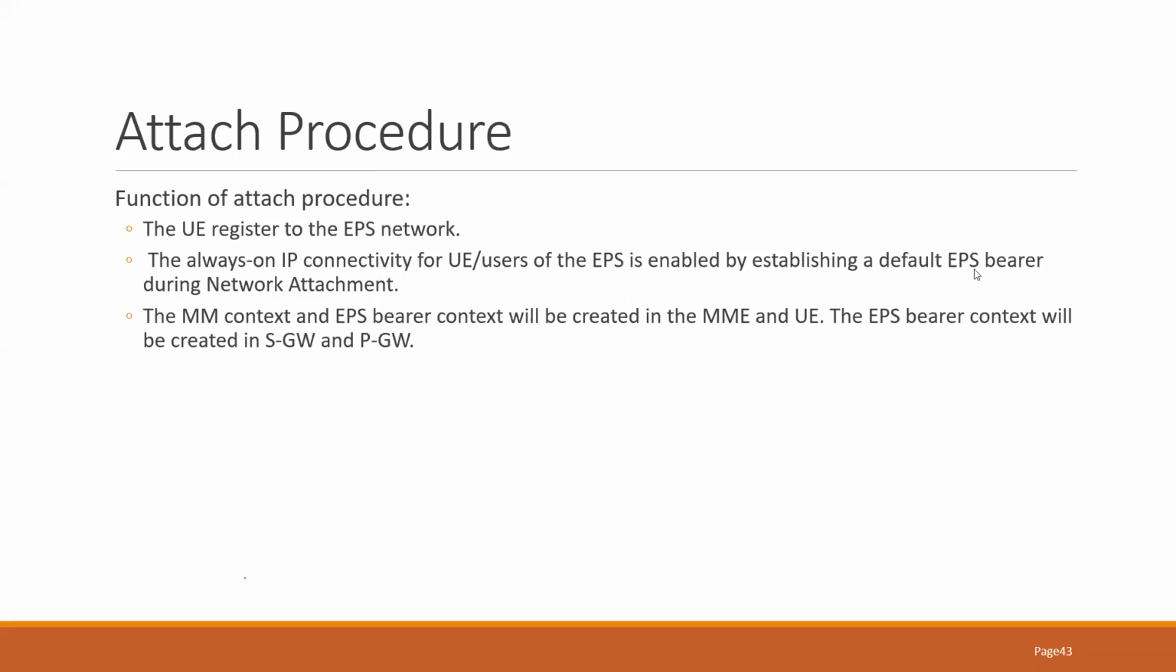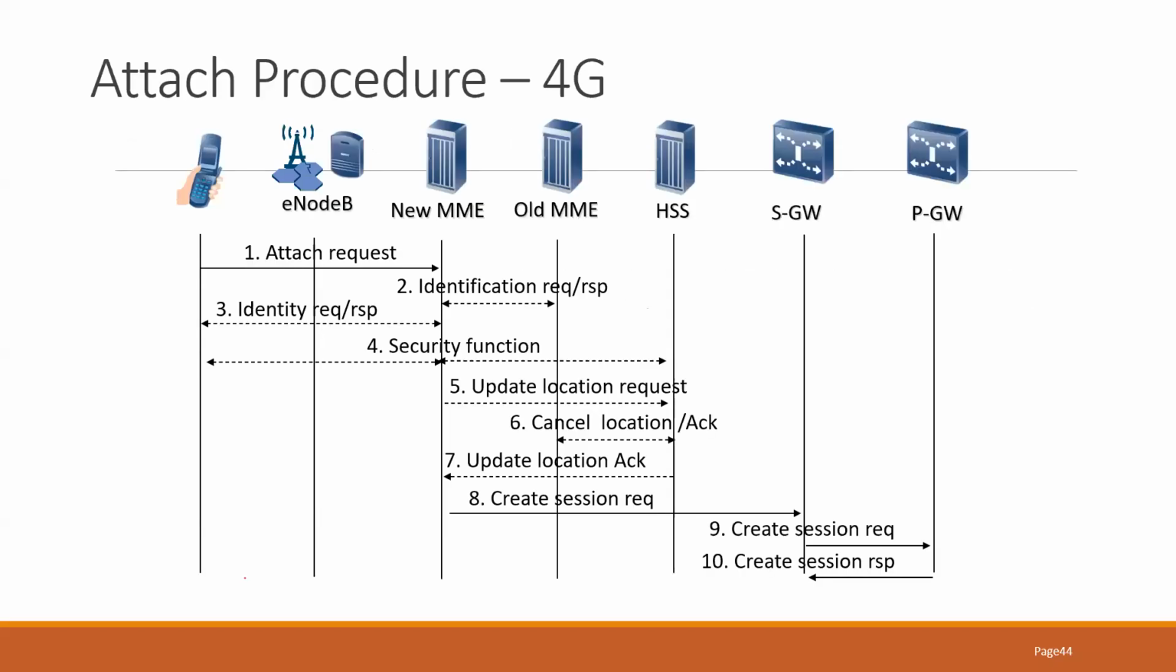So it is always-on IP connectivity, and you have a default EPS bearer that is established during network attachment. The mobility management context and EPS bearer context will be created in the MME and UE. The EPS bearer context will be created in SGW and PGW. So as part of your default EPS bearer, the mobility management will be just in UE and MME, and SGW, PGW and MME will have the default EPS bearer context available. This is the flow of your 4G attach.